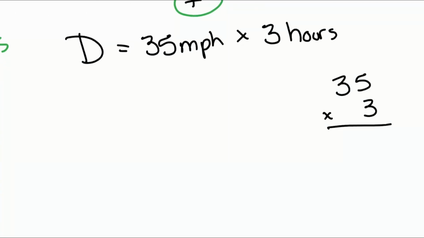5 times 3, that'll give us 15, and we'll carry that 1. 3 times 3, that gives us 9. Carrying the 1 gives us 10. So we have 105. And so there we go, my party people.